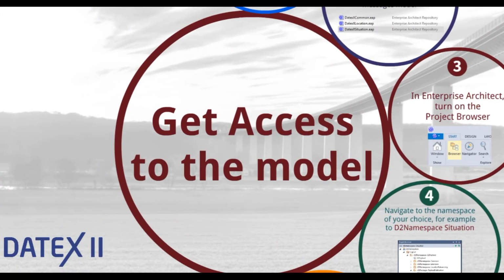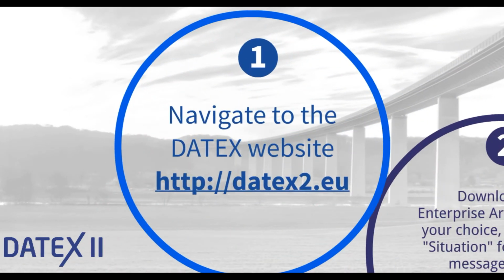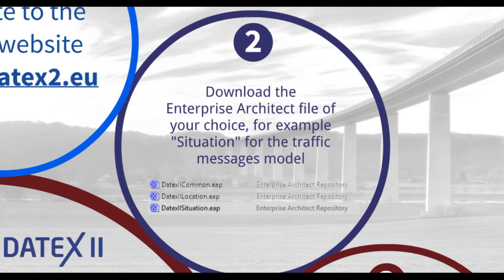Now let's show how to get access to the model. First of all, navigate to the website datex2.eu. Then you download the Enterprise Architect file of your choice. For example, the situation for the traffic messages model, as explained before.